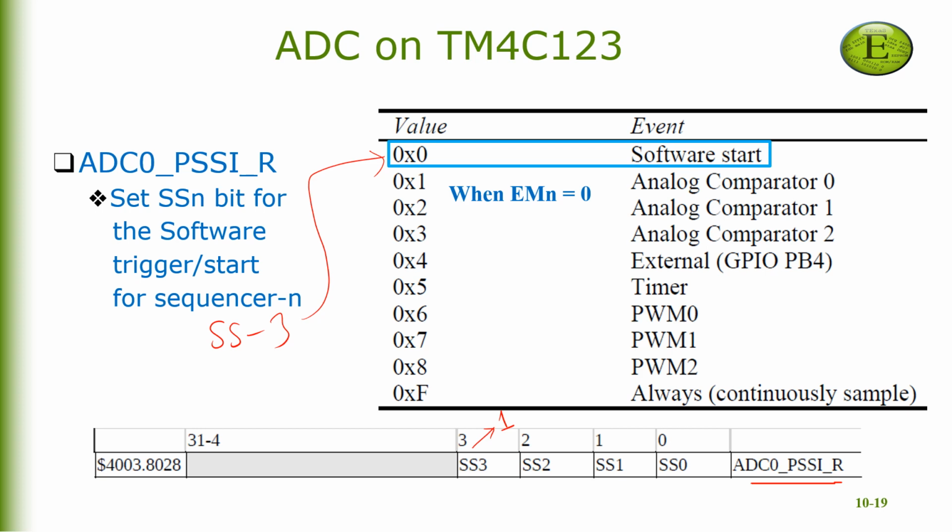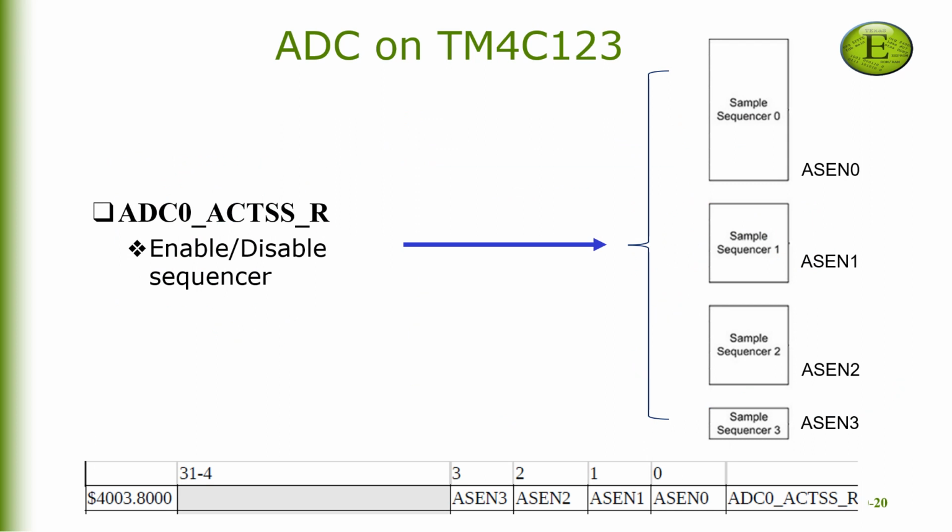Yet, for a sample sequencer to actually make a sequence of the input voltage sample and send it to the ADC for conversion, there is another condition that we need to meet, and that is the enable sample sequencer. We can actually enable or disable the sample sequencer by editing the bits of the ADC ACTSS register.